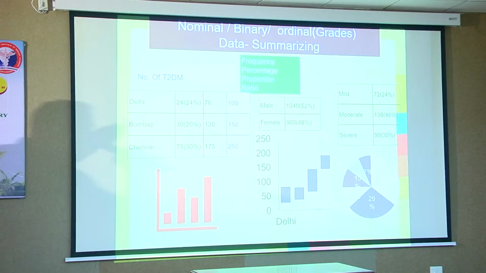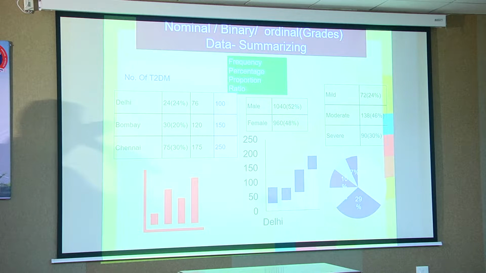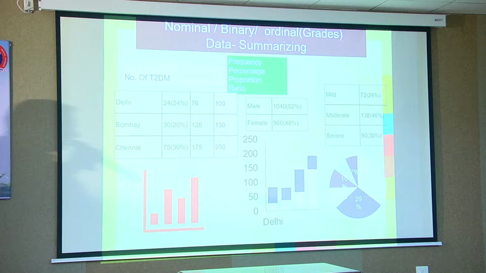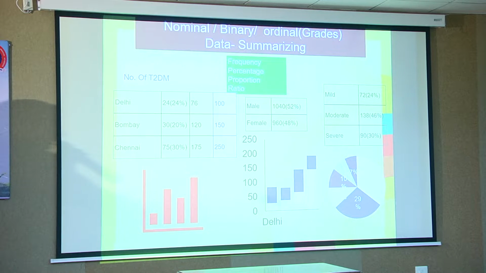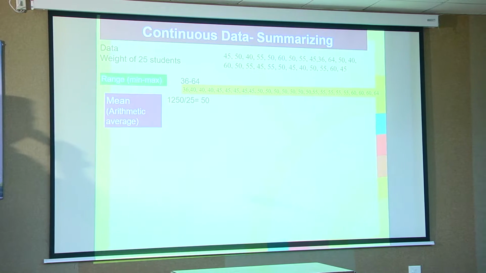If you have ordinal data, mild, moderate, severe, there is some order in that. Some 24%, 40%, 46% and 30%. In this way only you have to summarize the nominal, ordinal and binary data. Then coming to continuous data, how to summarize the continuous data.